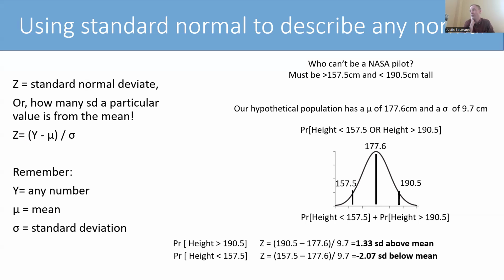Let's say we know that z is the standard normal deviate, the z-score. How many standard deviations a particular value is away from the mean? That's what you can think of a z-score as, in case you hadn't already seen that. So z in this case is just any number, our number, minus the mean divided by the standard deviation. That's how you calculate z. And z, again, is just the number of standard deviations above or below the mean.